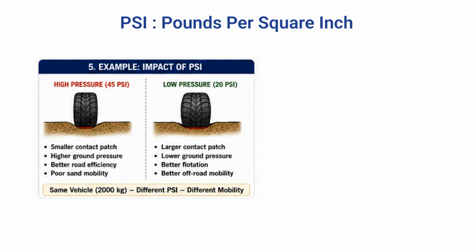On the right, the tyre is reduced to 20 psi. It deflects more and creates a larger contact patch. This spreads the vehicle load, lowers ground pressure, and improves flotation and traction on soft terrain.